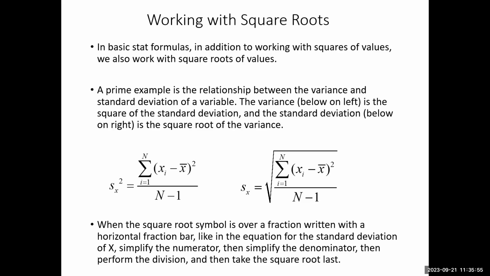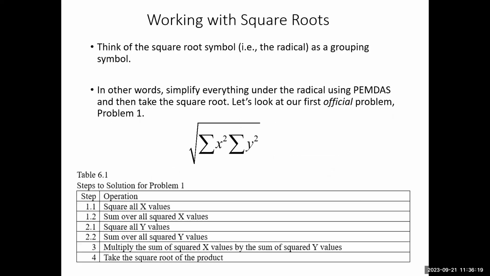And so when we've got a square root symbol written over an entire fraction, what we're going to want to do is simplify the contents in the numerator. Then we're going to want to simplify the contents in the denominator, and then we're going to carry out the division. And then in our last step, we're going to take the square root of that quotient. There are a couple different ways of solving a problem like that, but that will get you to the correct answer, okay?